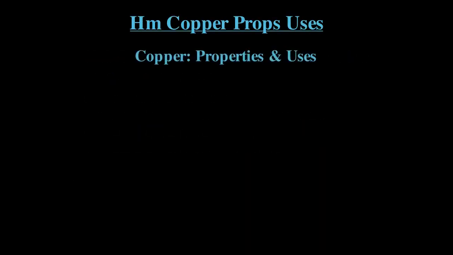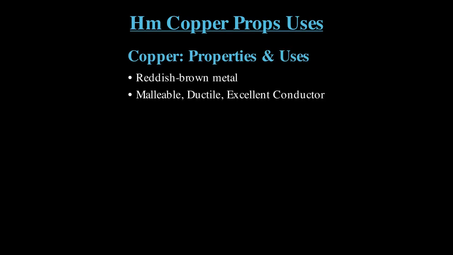Now, let's discuss the properties of copper. It's a reddish-brown metal, famous for being highly malleable and ductile. It's also an excellent conductor of heat and electricity. One very important compound is copper sulfate pentahydrate, that is CuSO4·5H2O, also known as blue vitriol.